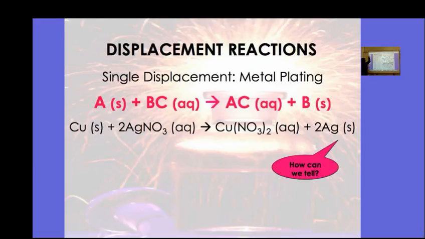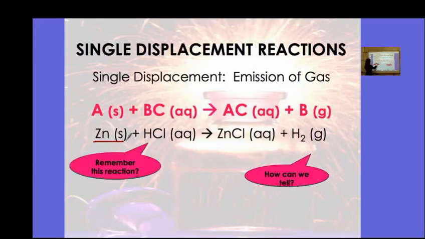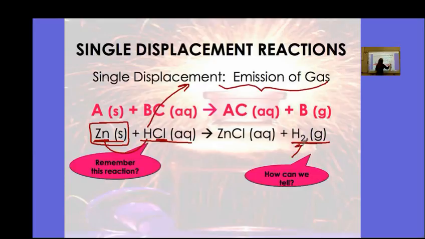So here are 2 examples. Here was my solid zinc, and I had hydrochloric acid. So this single metal is going to kick out my cation. Here's hydrogen gas, and that leaves the zinc to bond with the chloride. How do I know in this reaction that it's emission of a gas? Well, we spit out a gas. How do you know hydrogen's a gas? In its standard state on the periodic table, hydrogen is listed as a gas. So I can have single displacement where I kick out B and B is a gas.